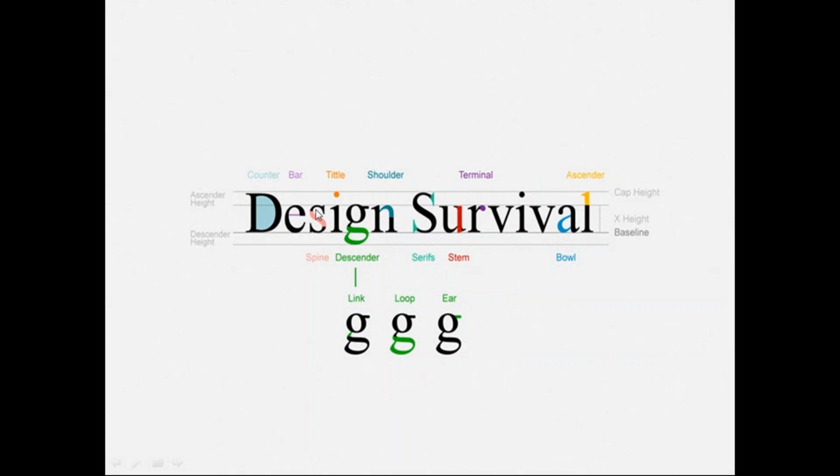Now you can see this is a spine. Of course, we don't require all these things now. You just need to remember what the baseline is, what the main line of the text is, what the ascender height is, and what the descender height is. Those things are enough.